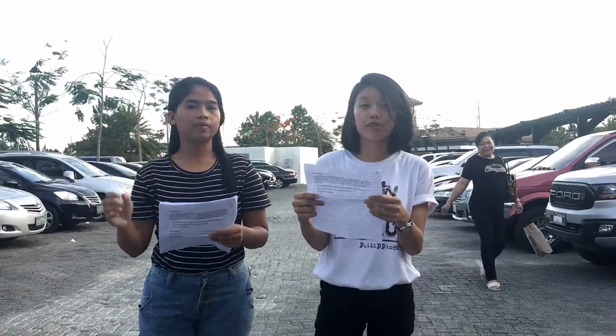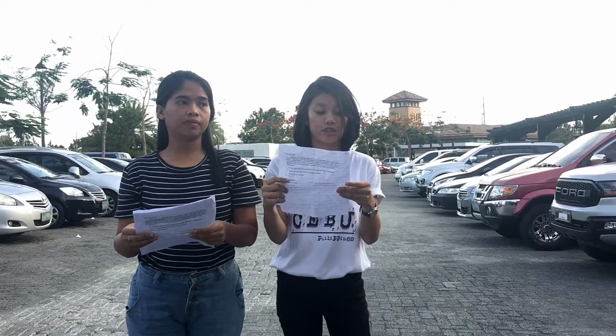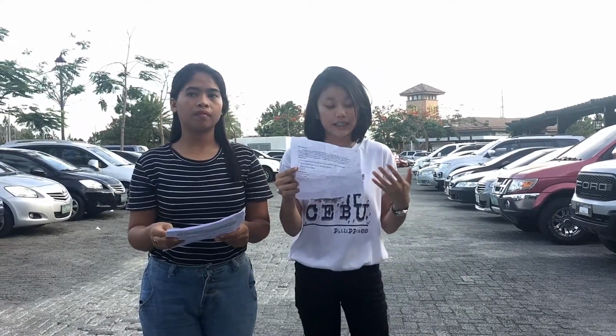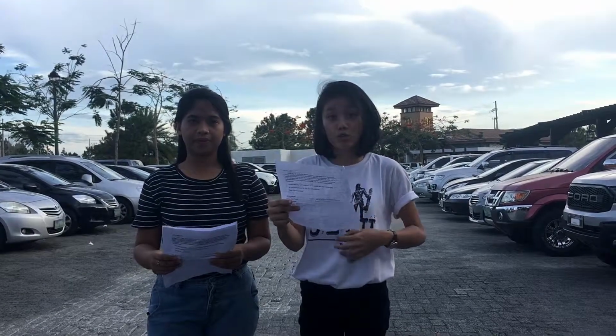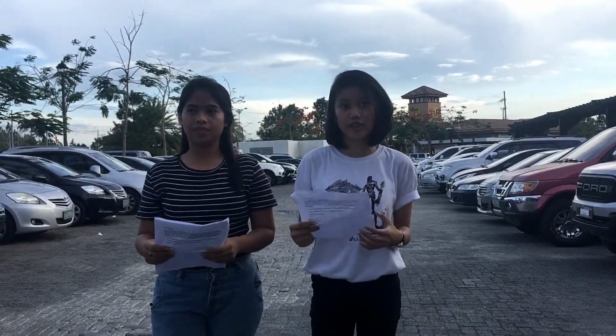The sixth one is fleet management. It allows a company's management and dispatchers to track all vehicles from a central location. Seventh one is load planning. Load planning has a great impact on the cost of transportation for the client. And also, for the transporter, it has an impact on their transit time. Last one is special function or reverse logistics. It is a process of planning, implementing, and controlling the efficient, cost-effective flow of materials in processing vendor.